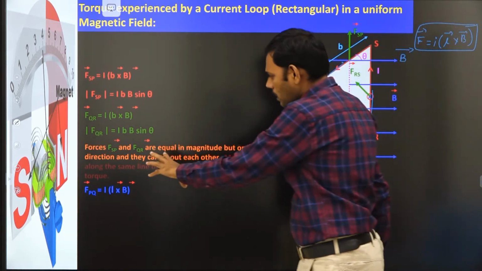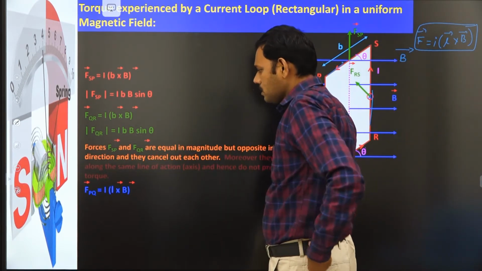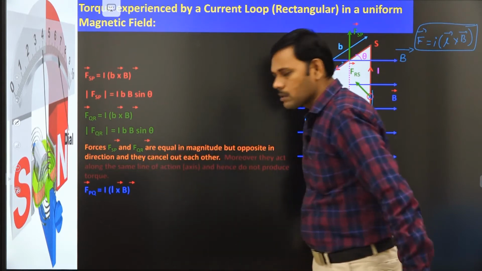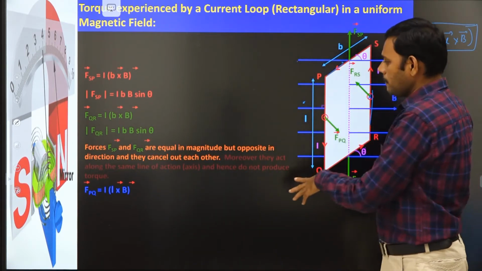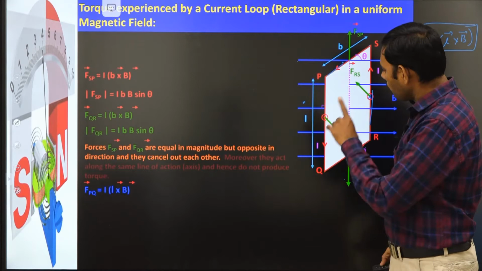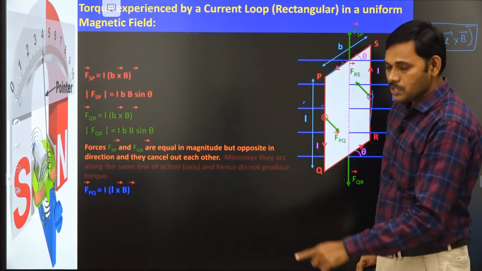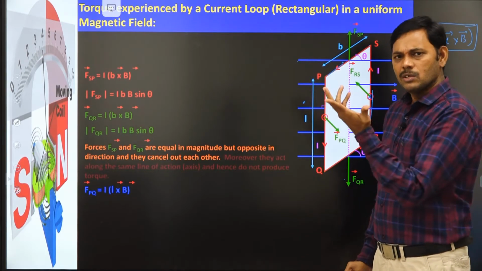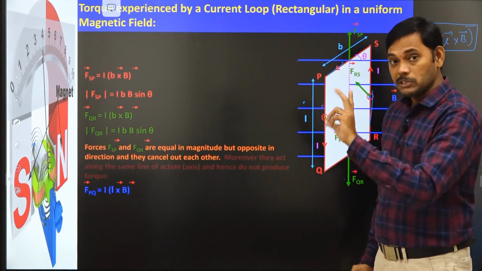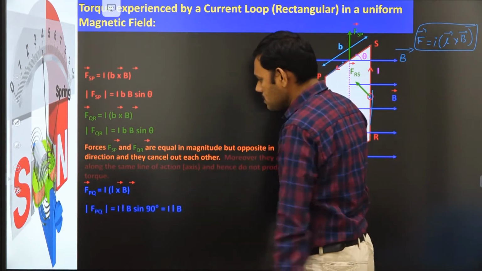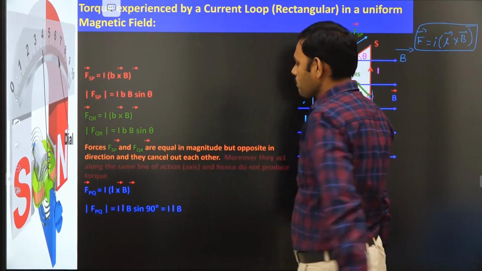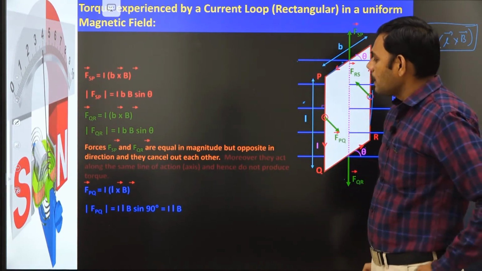The force formula, always we are using only one equation: F bar is equal to I into L bar cross B bar. Here length is L, B is the magnetic field. We know that L is in the y direction, B is along the x direction. So the angle between them is obviously 90 degrees. The expanded form is ILB sin 90. Sin 90 is 1.